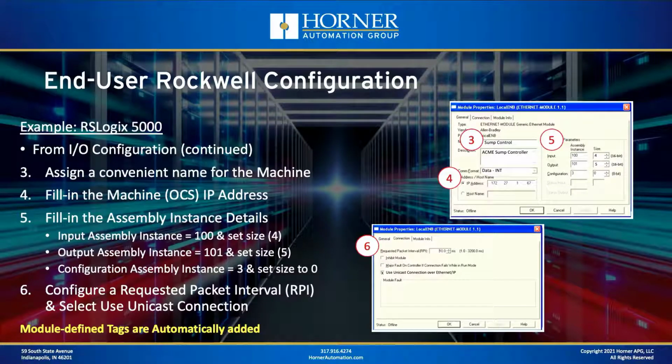Once you've configured that, it's just a matter of setting a couple more things, or your end user will set a couple more things, and that is they'll set a requested packet interval to set the update rate, which can be as fast as every 10 milliseconds. And then they also need to make sure that the use unicast connection option is selected. Okay, so that's really all it takes from a configuration standpoint on the Rockwell side of things. And then automatically there will be IO tags created for all of your data that's in your machine.